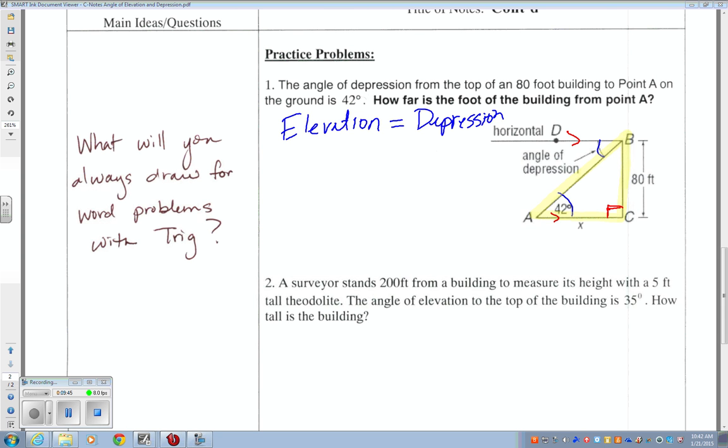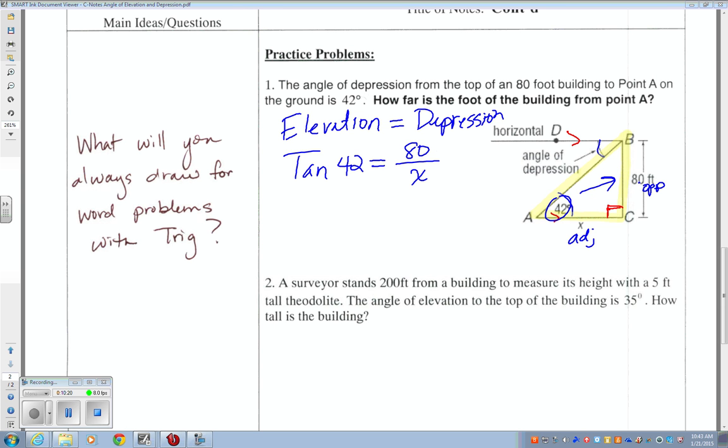You're going to have to draw or create some type of right triangle to do the trig and the word problems. So here's your angle, 42 degrees. The 80 feet is opposite in relationship to that angle. The x is adjacent in relationship to that angle. We have tangent. So now we know a trig function, and we're going to use it to solve for x. The tangent of 42 equals opposite, which is 80, over x.